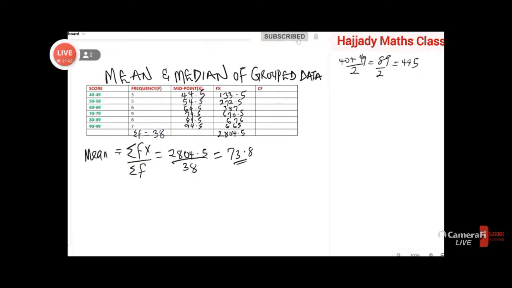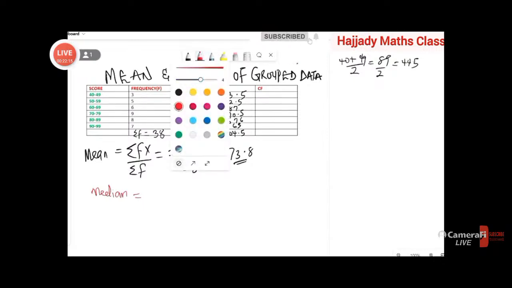Now we are going to move straight to the median of grouped data. And for calculating the median of grouped data, it has a formula, and the formula is easy to know. Yes, it is very easy to know. And for that, let me change my pen here. Yeah, let me change to red. So for our median, we are going to make use of this formula.